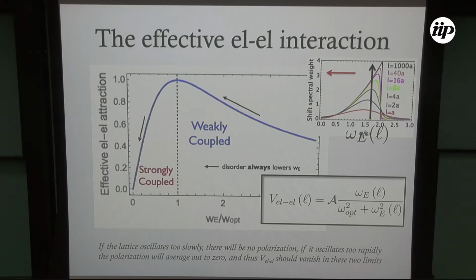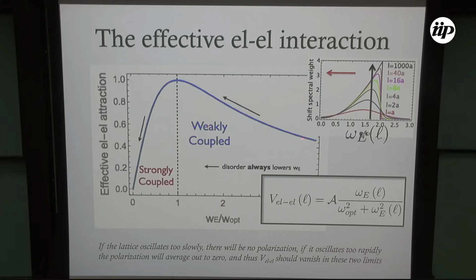So now I can tell you what's going on. We have here the spectral function that I'm replacing by an Einstein frequency. By adding this disorder, I shift this energy to lower frequencies. And what is going to happen to Tc depends on the ratio between this Einstein frequency and the optimal frequency. If the Einstein frequency is too high, this is the case of weakly coupled superconductors.